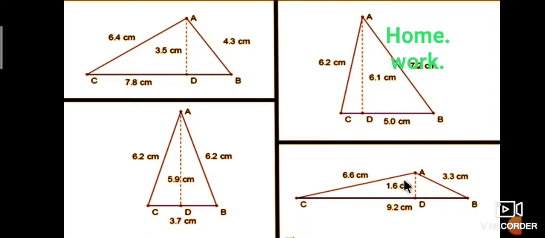Similarly, the last, fourth one is, find the area of a triangle ABC, in which base BC is equal to 9.2 centimeter and height AD is equal to 1.6 centimeter.